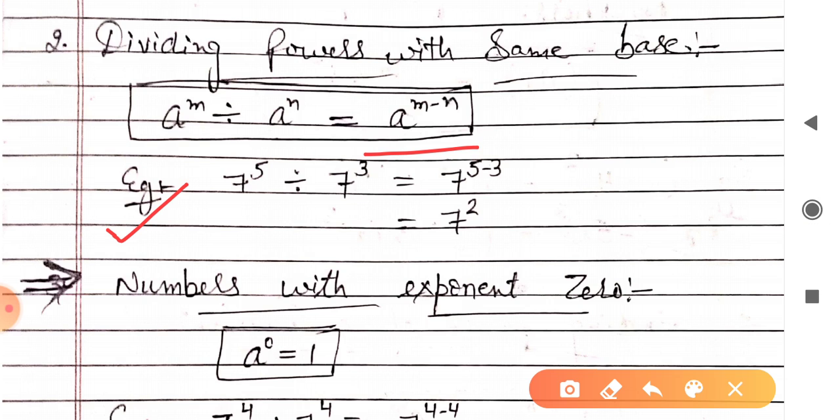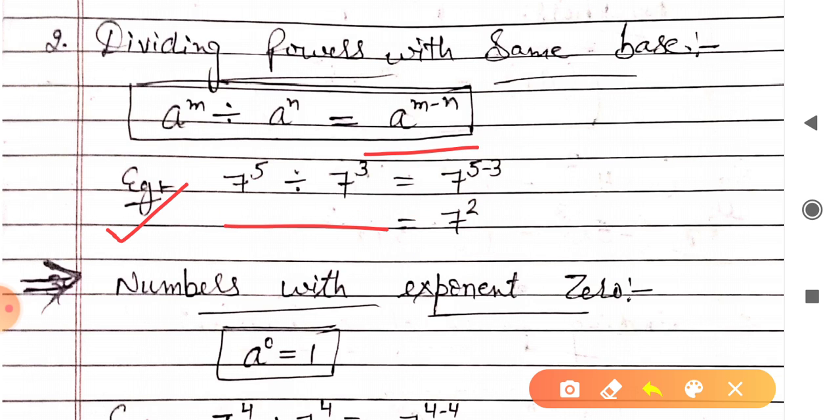Here is an example. 7 raised to power 5 divided by 7 raised to power 3. Here bases are 7 and there is division, so subtract the powers. Then it will be equal to 7 raised to power 5 minus 3, which is 7 raised to power 2. So this is the answer.